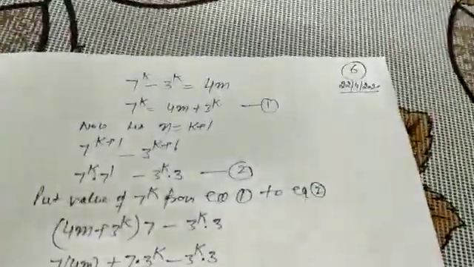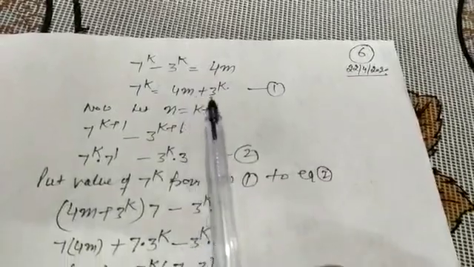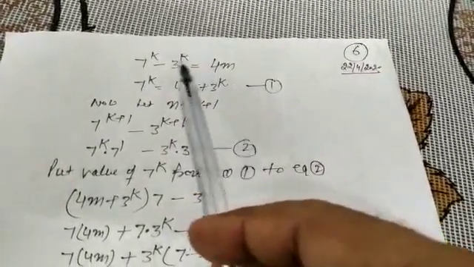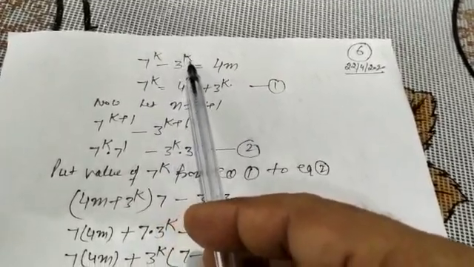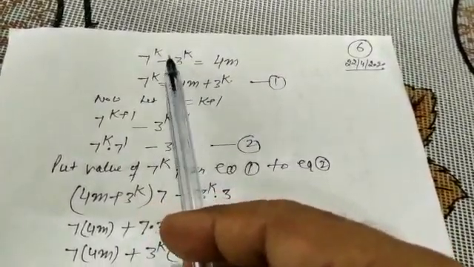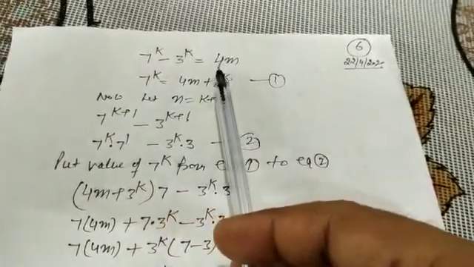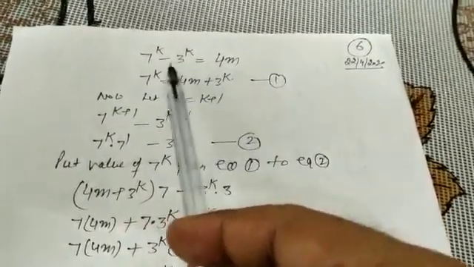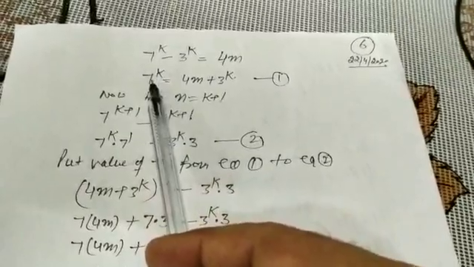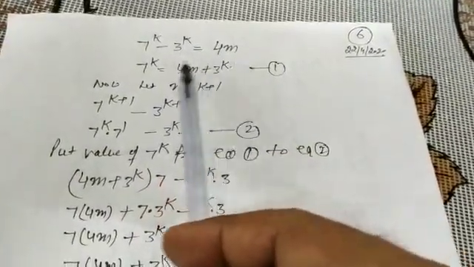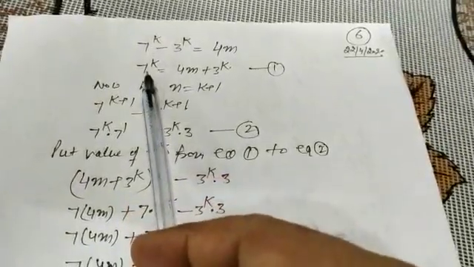Now when n equals k, 7 to power k minus 3 to power k equals 4m. Here m represents that after getting the value of k, if you simplify, then definitely you will get a number which is a multiple of 4. So we write down here 4m. From this get the value of the first one: 7 to power k equals 4m plus 3 to power k. Remember we always calculate the value of the first term.